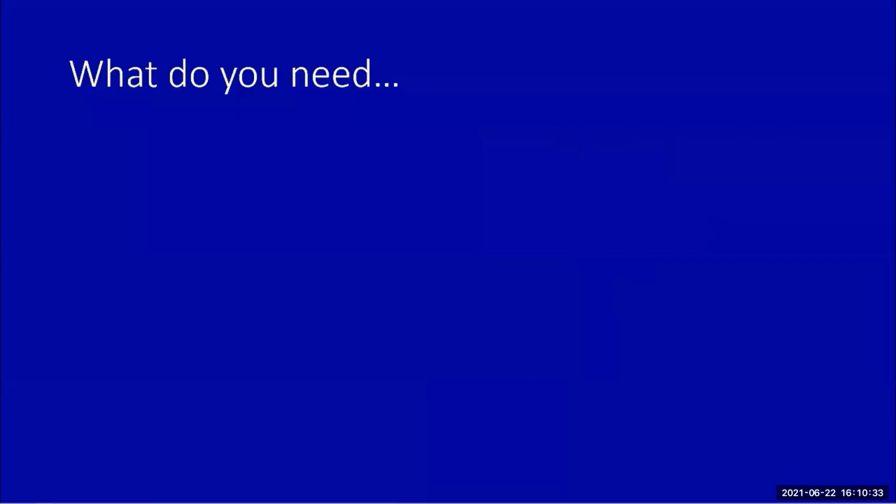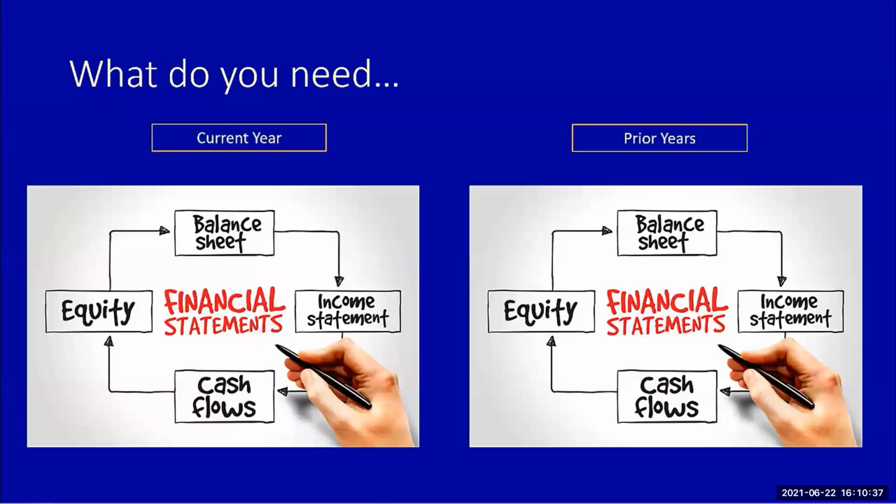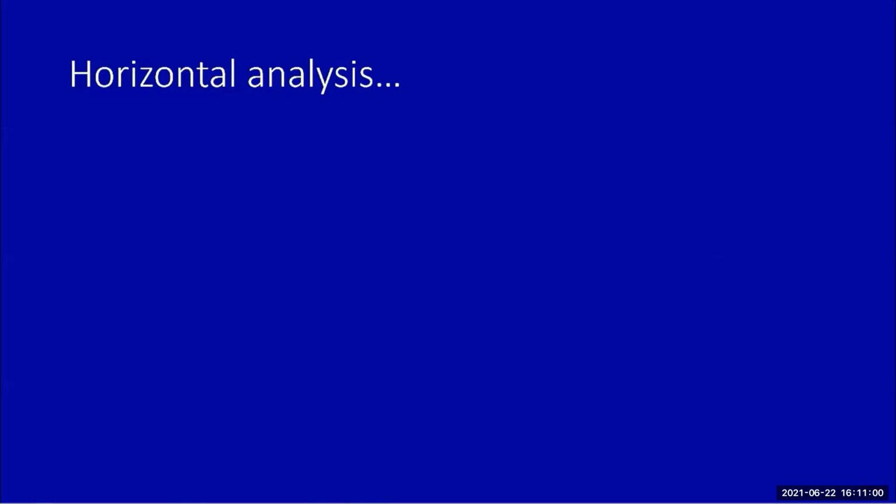So, what's needed to perform an analysis of the financial statements? Well, first, you need comparative financial statements for the business. Note that the word comparative means that the business is providing both the current year's statements as well as prior years' statements, sometimes as many as 4 prior years. This will allow stakeholders to compare the financial position and performance over time. So, what are the two main types of analysis you'll complete? One, you can perform horizontal analysis.